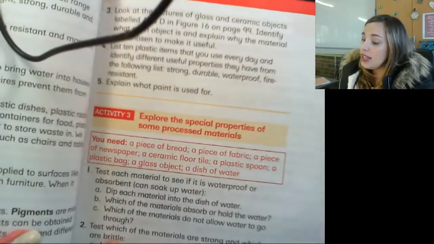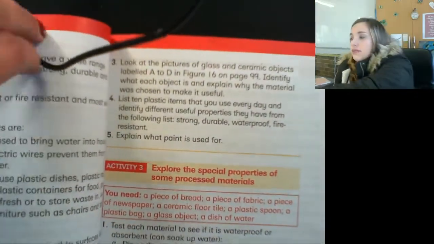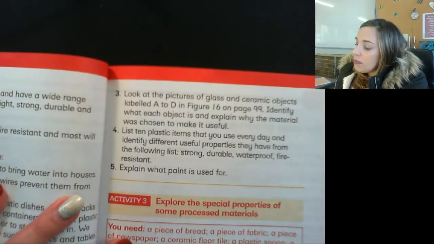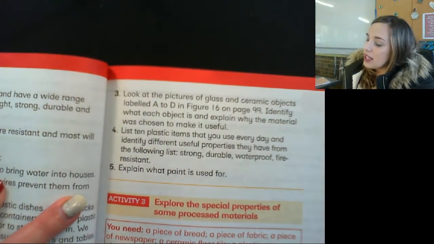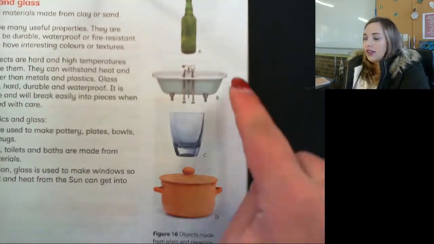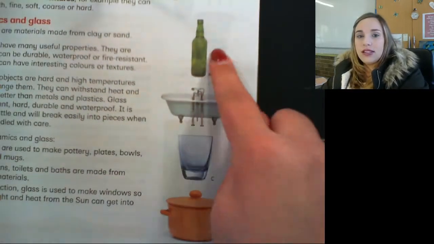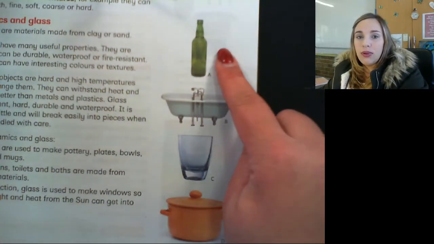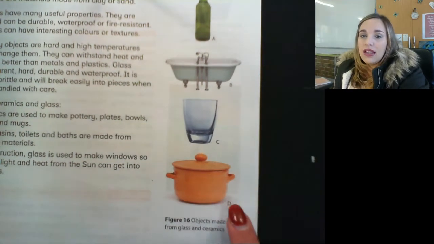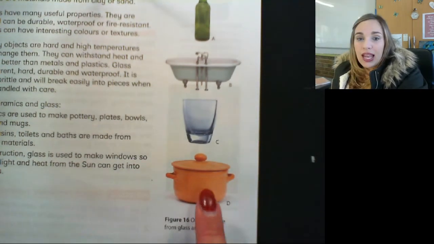Then number 3 says, sorry, my camera is in the way. Okay, number 3, look at the pictures of glass and ceramic objects labeled A to D in figure 16 on page 99. So it's these, okay. Right, this is what? A green bottle. This is a bathtub. This is a glass, okay? And this is a ceramic or clay pot.